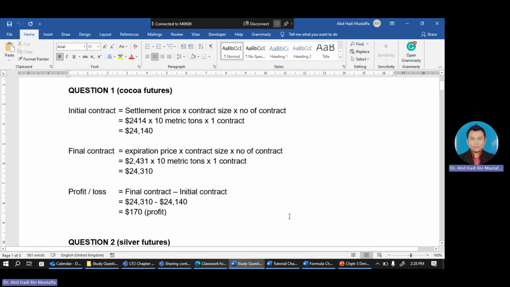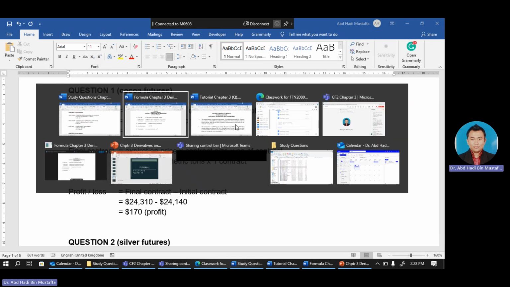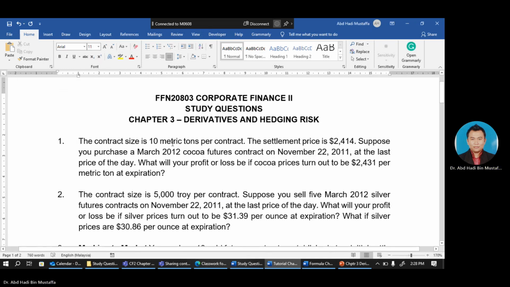Okay, you may write down this answer first. 2414 times contract size 10 metric tons times number of contracts. Dalam soalan ni, it doesn't mention how many contracts, right? Dia tak ada bagi tahu berapa kontrak nak kena belikan. So assume dia adalah 1.